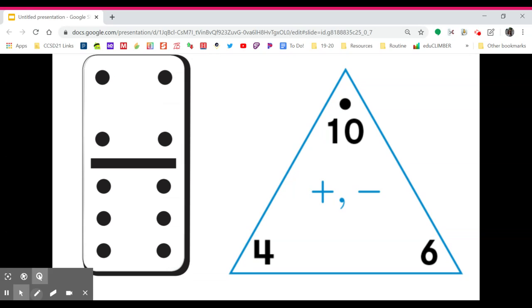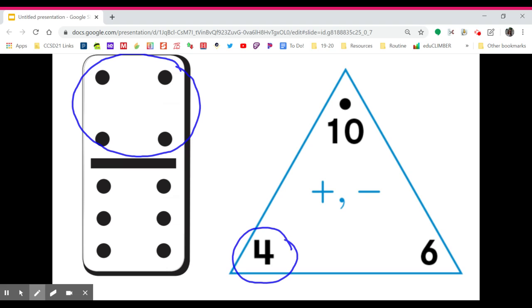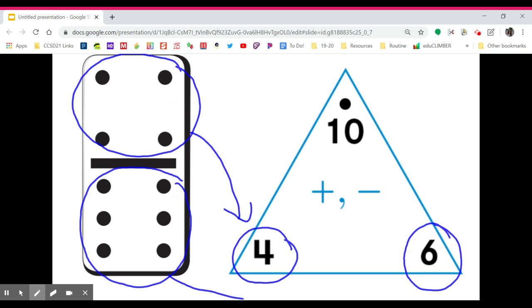When we look at the domino, we can see that the number 4 is represented at the top. When we look at our fact triangle, we also see the number 4 represented. When we look back at the domino, we see the number 6 represented. And when we look at the fact triangle, we also see the number 6 represented.